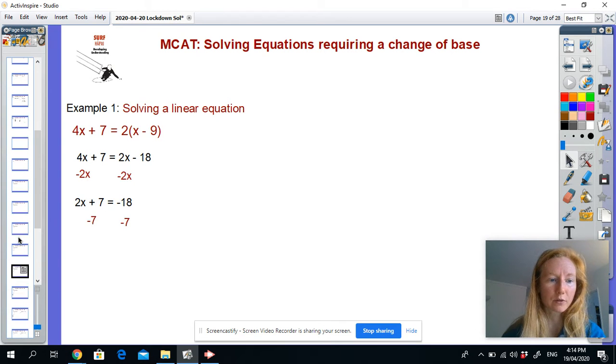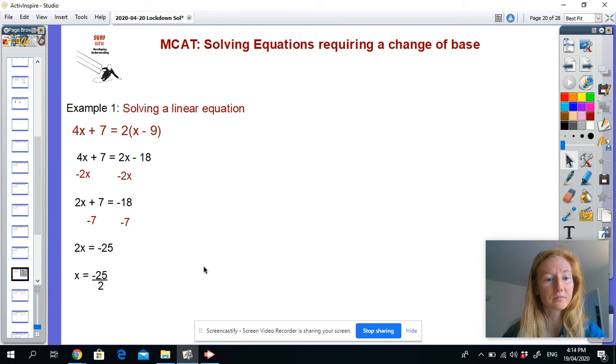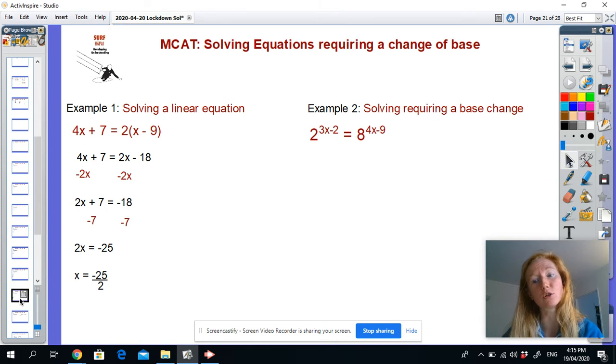Then we've got a nice simple linear equation that we can solve. Take away 7 from both sides to give us 2x is negative 25, and then divide by 2 just to finish that off. If you get a fractional answer, please leave them as a fraction. It's much more useful for you going forwards. So I'll expect to see yours as fractions instead of like negative 12.5. So that recap now will allow us to move into example 2 quite nicely.